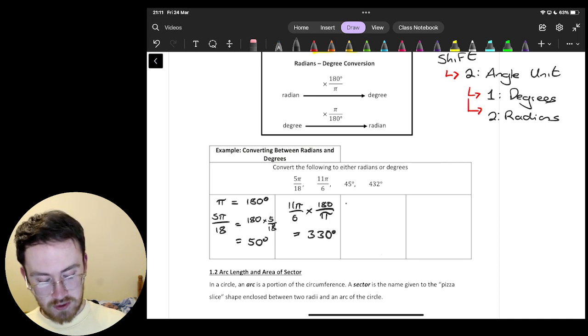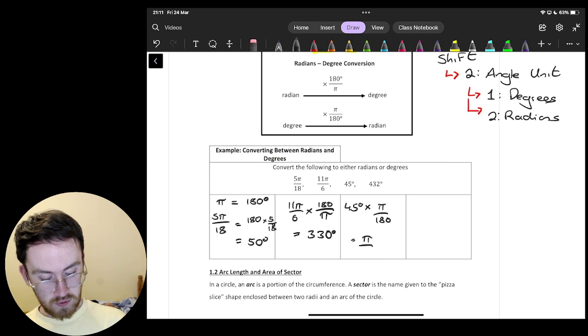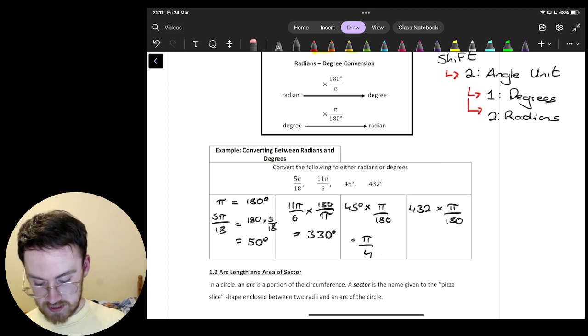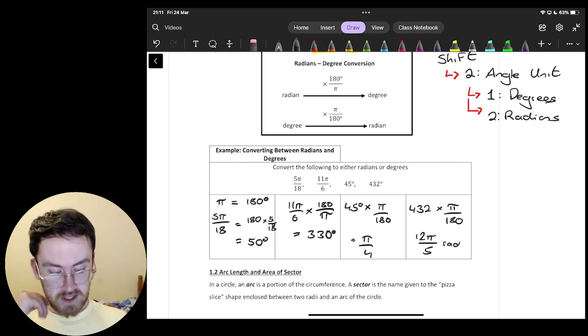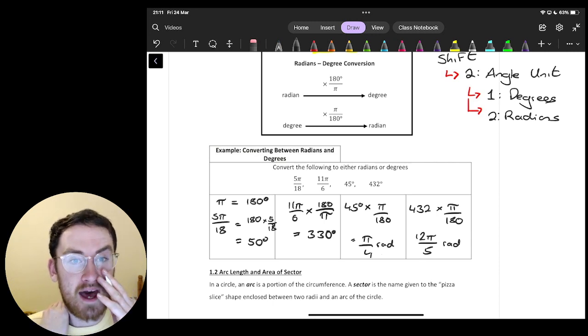Okay, same thing for the next one. To go from degrees to radians, I multiply by pi over 180. And what does that give me? So that gives me pi over 4. And then same thing for the last one, 432, again multiply by pi over 180, and we get 12 pi over 5. Okay, so just keeping those consistent, and you're following the conversion that we have there at the top, so the 180 over pi and the pi over 180.